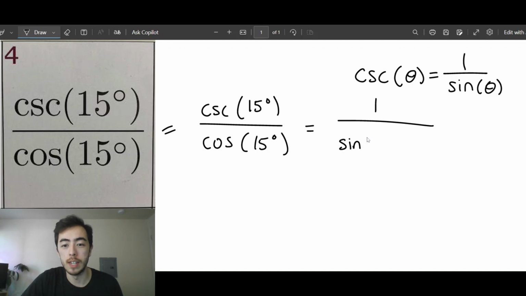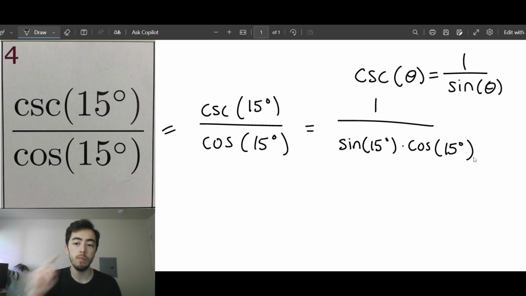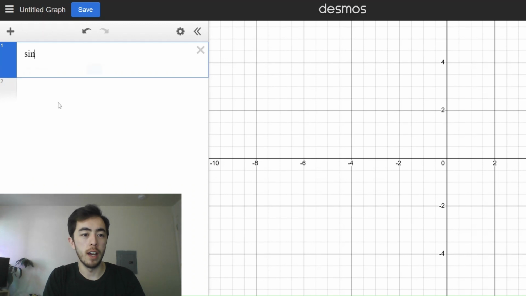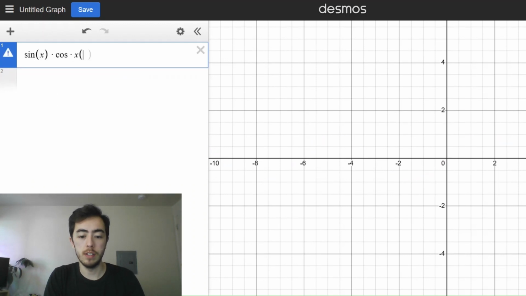So I'll do sine of 15 degrees in the bottom times cosine of 15 degrees in the bottom. And I know whenever you see sine and cosine together, multiplied, we can use some trig identity. I believe it's a double angle identity for sine. And how about let's hop on over to Desmos real quick, just so we can visually prove what the identity is. So we're working with sine x times cosine x, essentially.